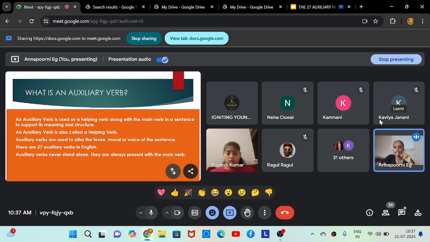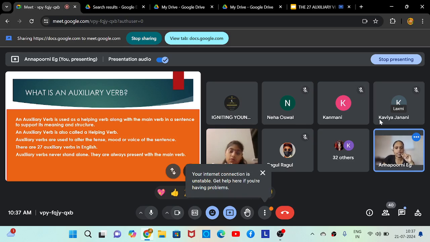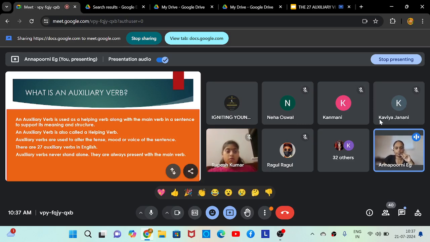Okay, fine. So auxiliary verbs are used to alter the tense, mood, or voice of the sentence. They are used to change the tense of a sentence. For a very simple example, if I say "she is drinking water" and "she was drinking water", in both sentences I am using the verb drinking. But in the first sentence it is "she is drinking water", and in the second sentence it is "she was drinking water". So is is used in present continuous tense, and was is used in past continuous tense.